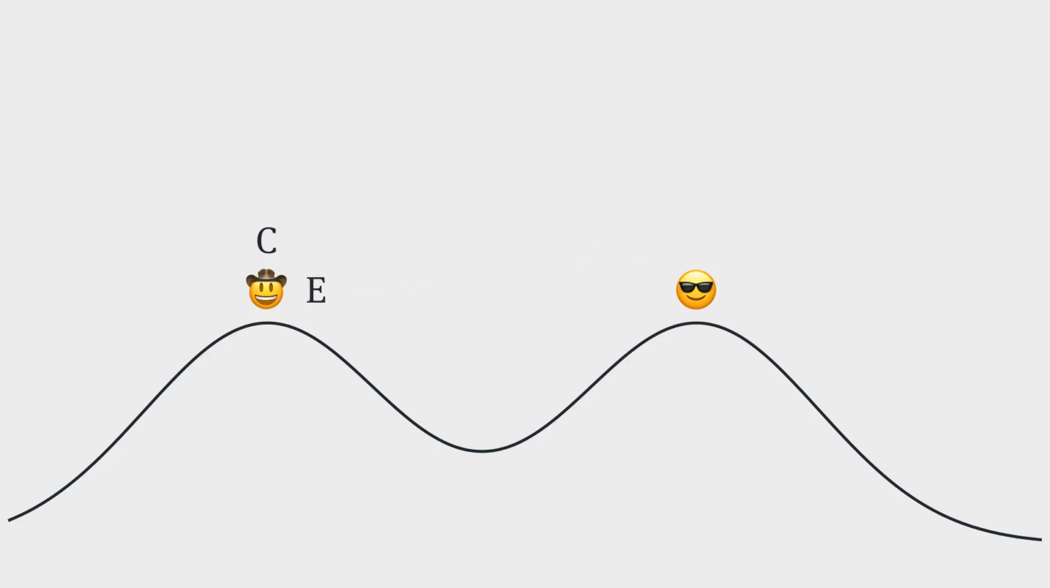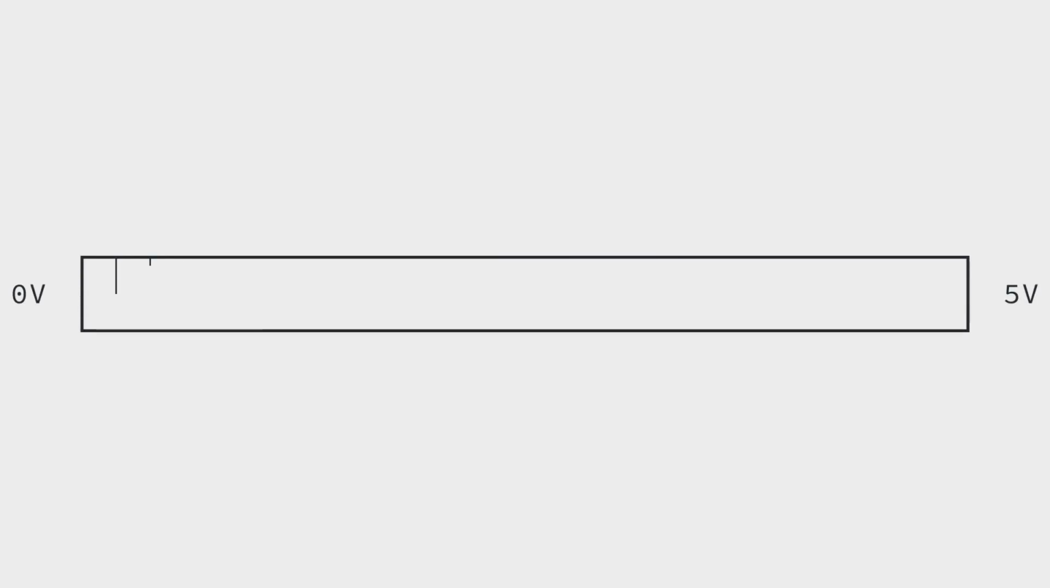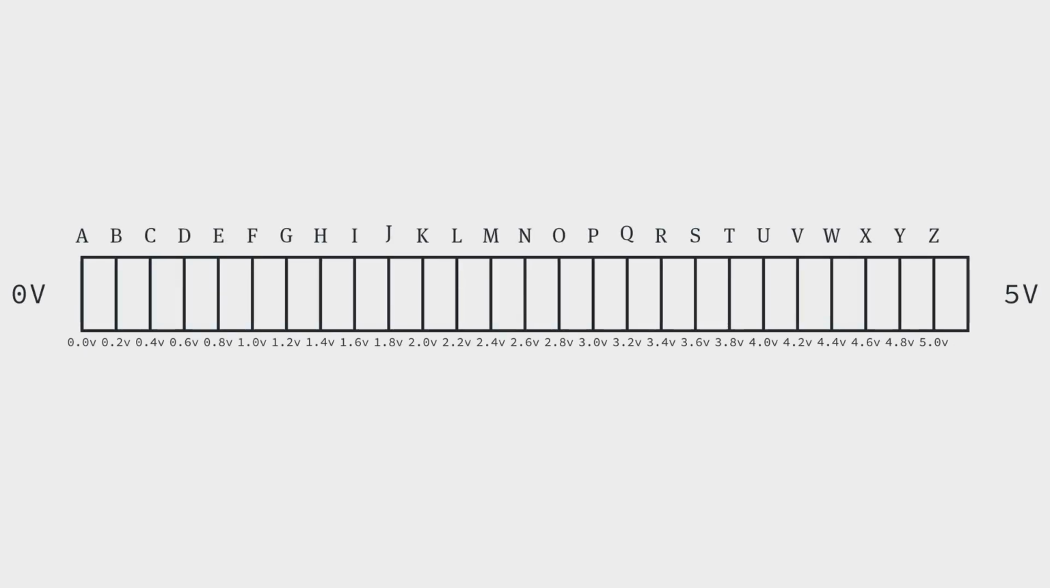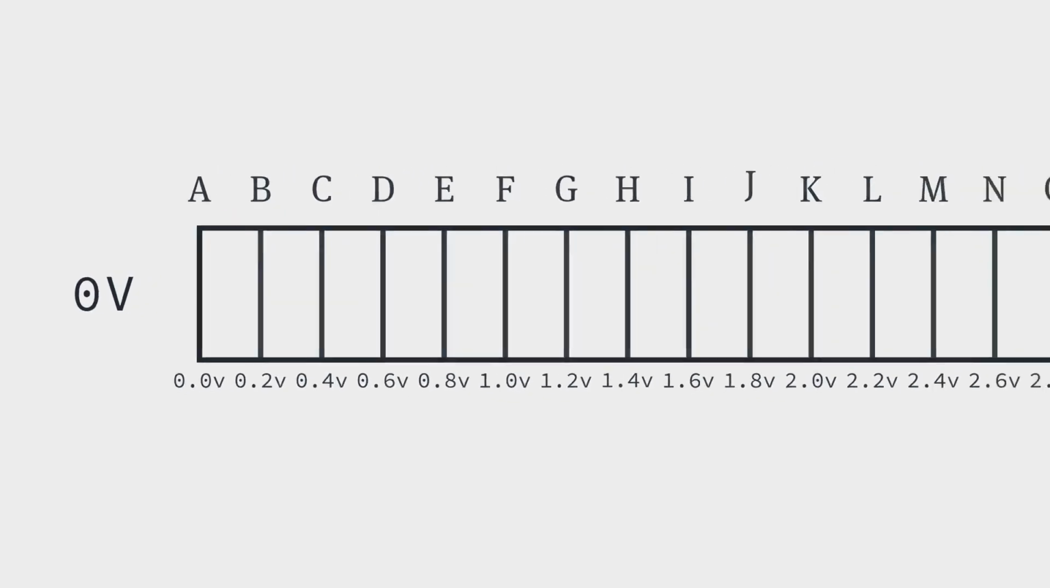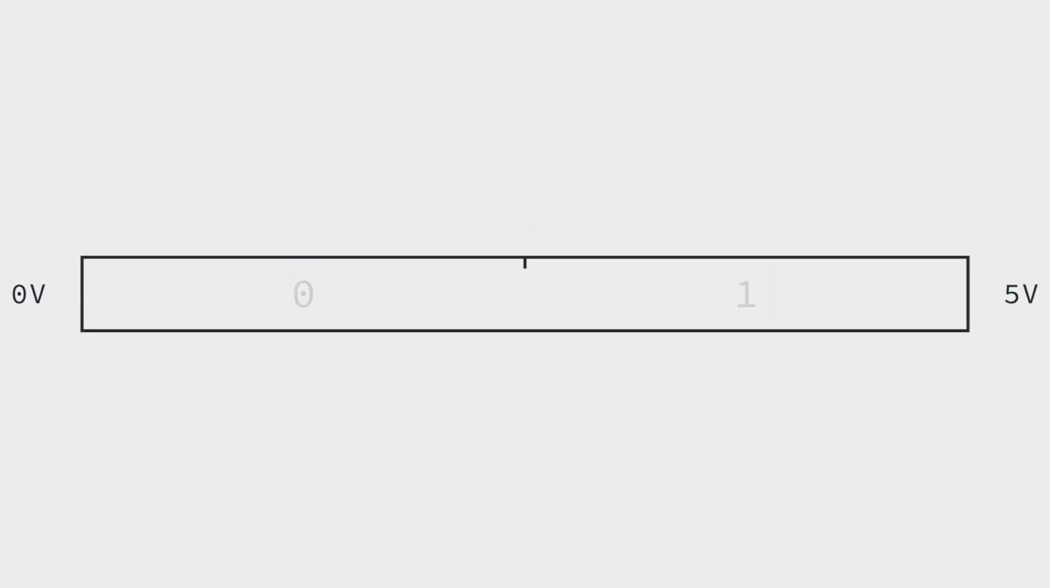Computers face a similar problem. If we are using 5 volts as the operating voltage and divide it into 26 parts, one for each English alphabet, A is at 0 volts, B is at 0.2. Even a slight interference in the voltage will result in B being read as an A or C. We solve this by using binary. Everything above 2.5 is 1 and everything lower is 0.